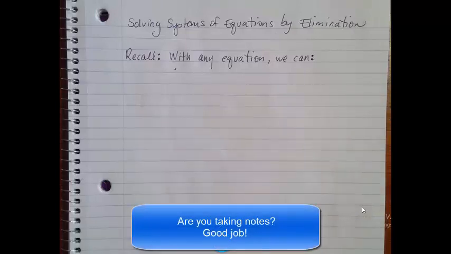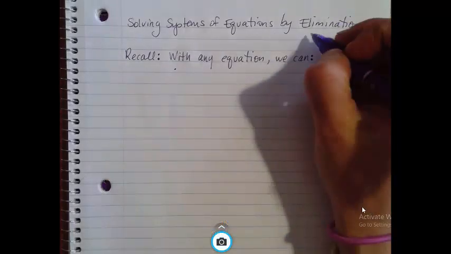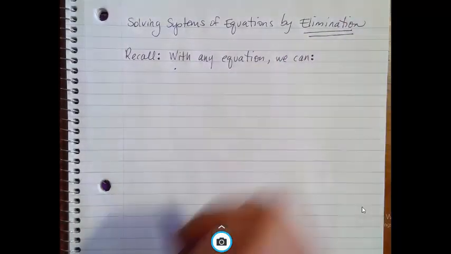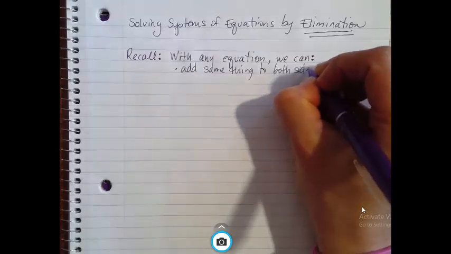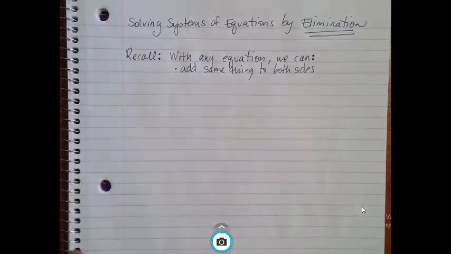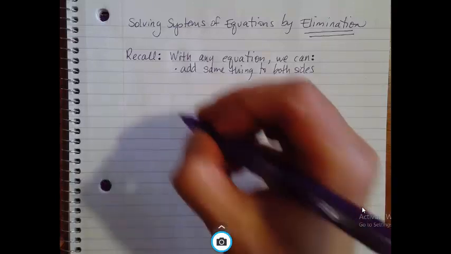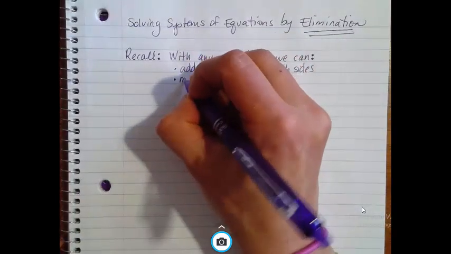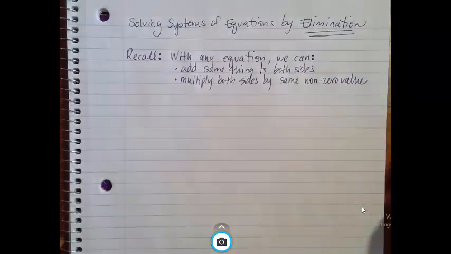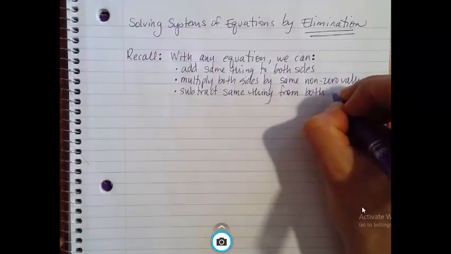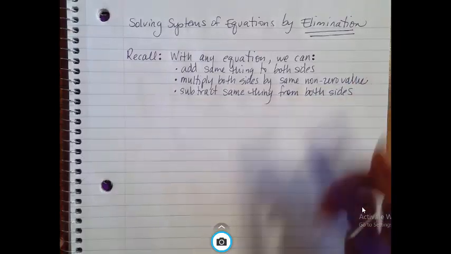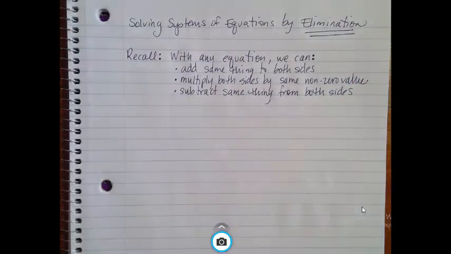We already know how to solve systems of equations by graphing and by substitution, and today we're going to start learning solving by elimination. So, remember what we can do with equations. We're allowed to add the same thing to both sides, multiply both sides by the same non-zero value. We can also subtract the same things from both sides. We're going to use these facts as we solve by elimination.